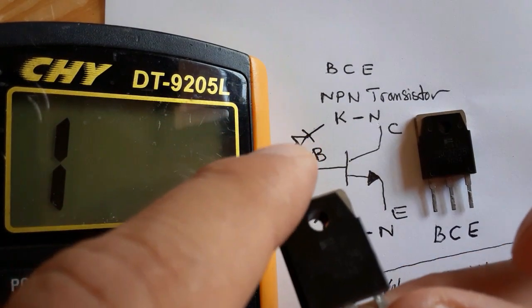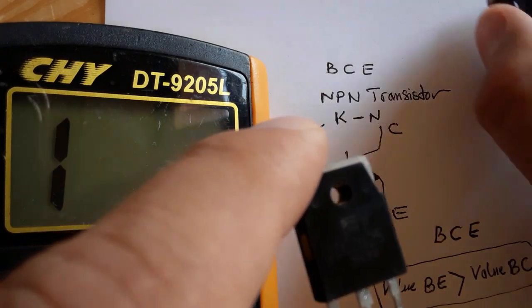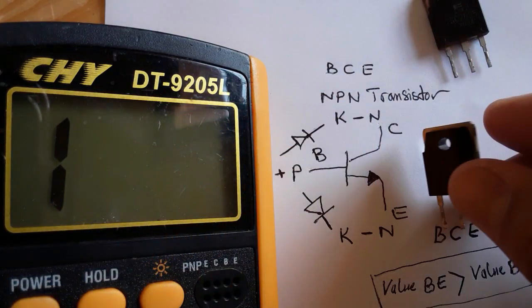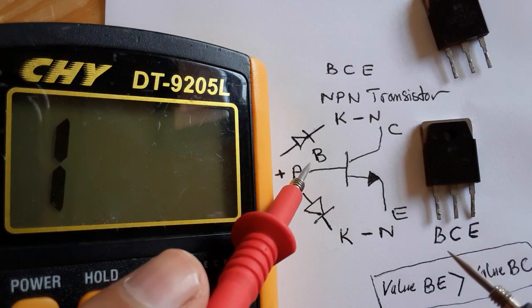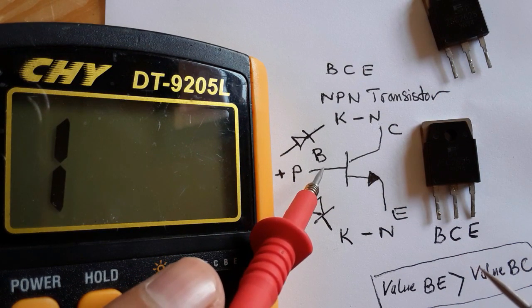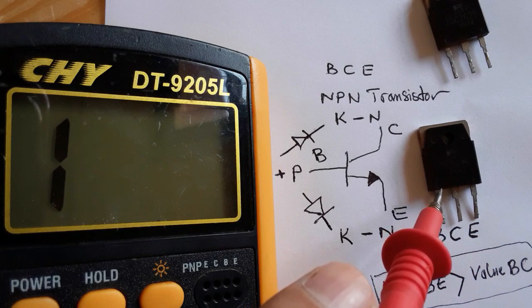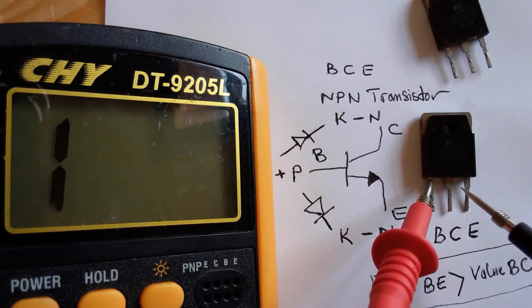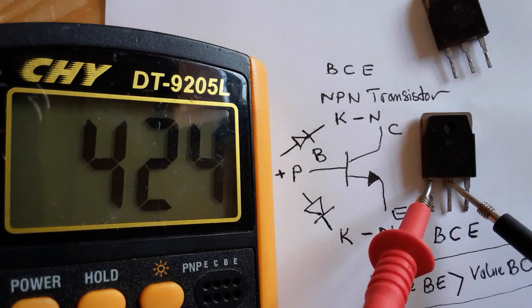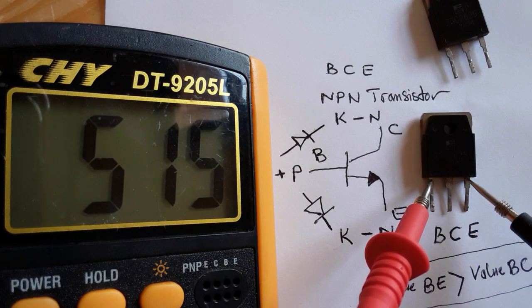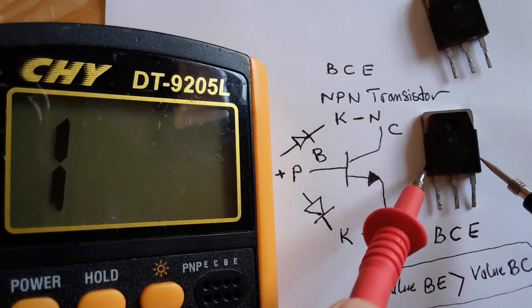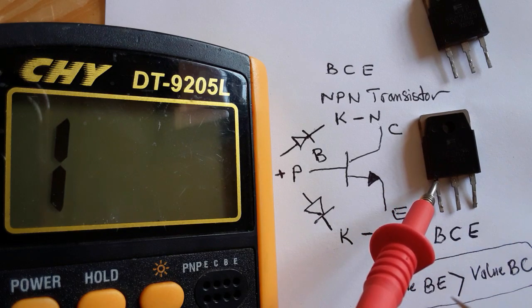So let's check this transistor also, the second transistor, using the same working principle, of course. So we're gonna put the red probe in the base and the black probe once in collector and once in emitter. Here we get a reading. We get 422. Here we get 515, as you can see. Always the base emitter is greater than base collector.